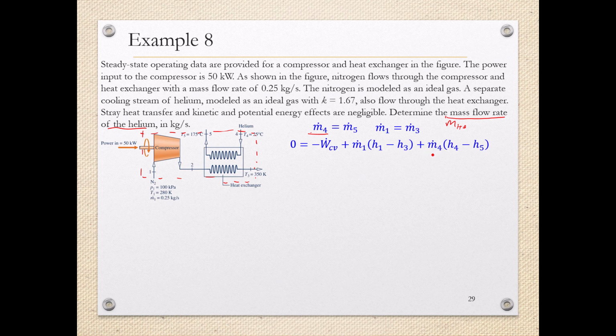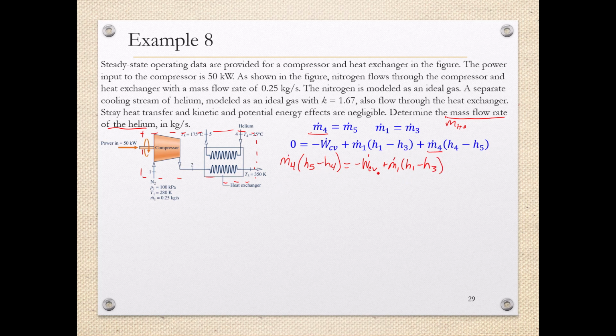All right, we want to solve for m4, so I'm going to bring that onto the other side. I'm going to switch the order of my enthalpies because the negative sign comes in. And then we get negative work plus m1 times (h1 minus h3).